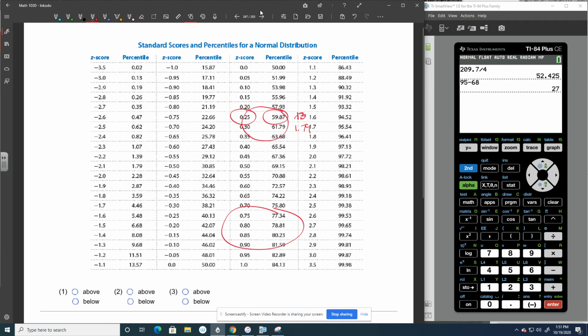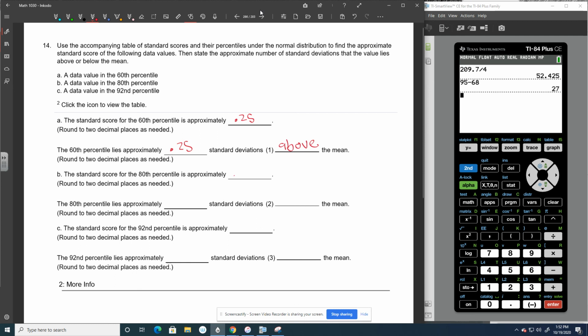78.81 is going to be what? Are we looking at the 80th percentile? Yeah. So that's 1.19 below. This is only 0.23 above. So I'm going to choose this one because it's the closest to 80, and 0.85 is going to be my z-score. So I'm approximately 0.85, which is approximately 0.85 standard deviations above the mean.